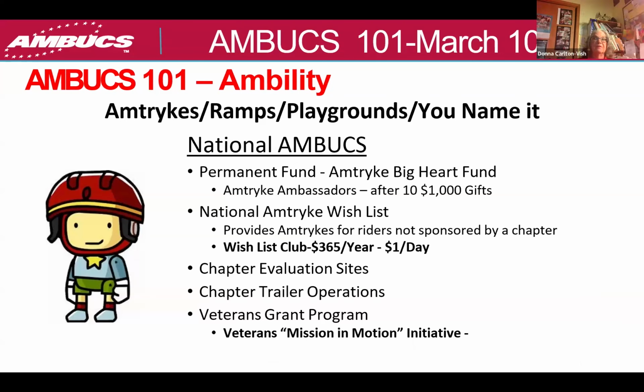Okay, we do want to talk about the permanent fund. That is something that a lot of people ask about when they hear, how do we pay for things, and what is this and what is that? So for Ambility, which is the projects there, we have the Amtrak Big Heart Fund. You can be an Amtrak ambassador after 10 $1,000 gifts. Now that's a lot of money, but you can take a long time to get to that $1,000. First, you start with one, and then you build up if you want to. But those gifts are greatly appreciated, and they go into a fund that is not touched except for 4% a year. And there's a slide on that later.